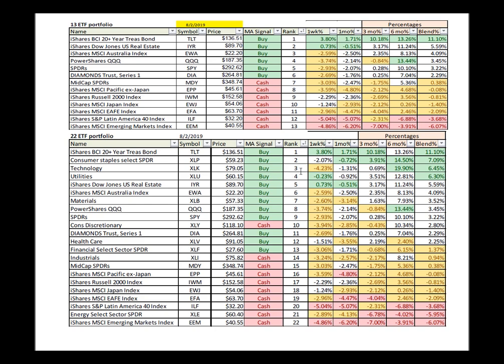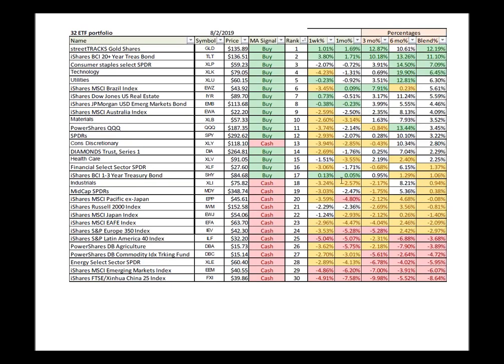But you can see that tech got smashed this week, along with consumer discretionary. Latin America and emerging markets also suffered. Just about everything was bad except for these defensive plays here, treasuries and U.S. real estate. So that's a shift in asset allocation. 32 ETF portfolio, the same thing, only a little more detailed. That takes the 22 ETF portfolio and then adds a few more granular ETFs.